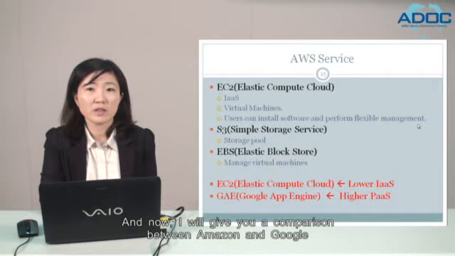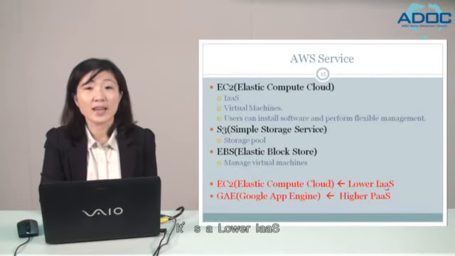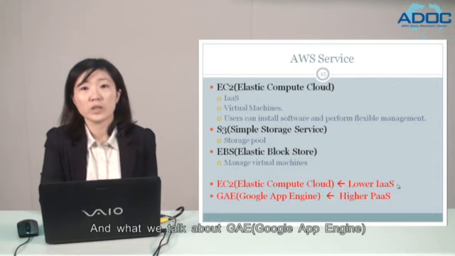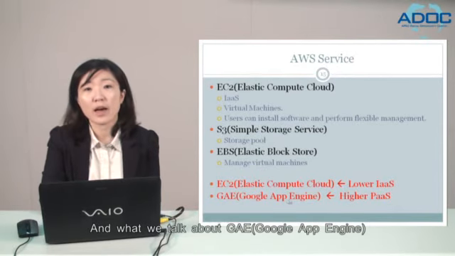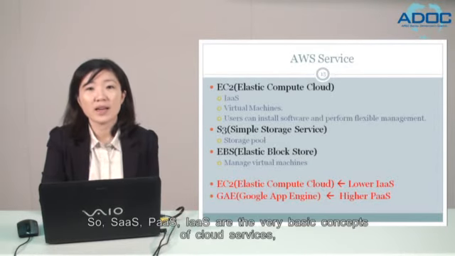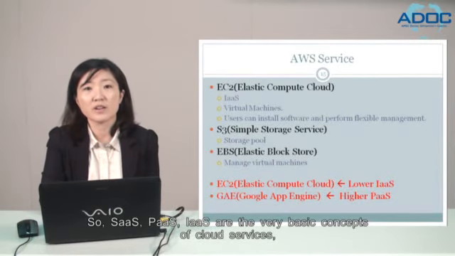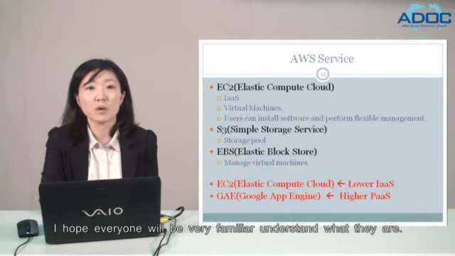And now, I'll give you a comparison between Amazon and Google. EC2, Elastic Compute Cloud, is a lower IaaS. And while we talk about GAE, Google App Engine, it means higher PaaS. SaaS, PaaS, IaaS are the very basic concepts of cloud services. I hope everyone will be very familiar and understand what they are.